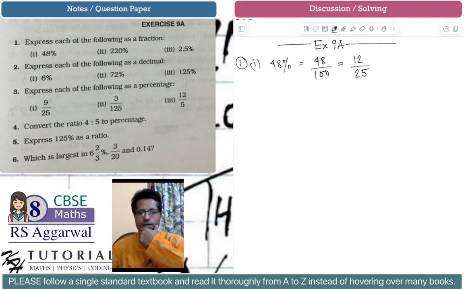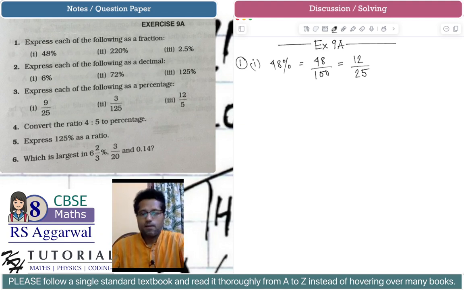Now, if I do any kind of calculation mistakes, please ignore that. I'm not really focusing on whether I am making a calculation mistake or not. Like 12 by 25 could be an incorrect simplification of 48 by 100. So I am not really focusing on that.